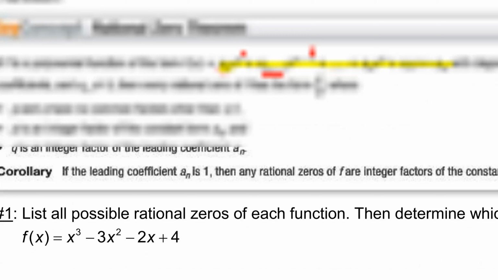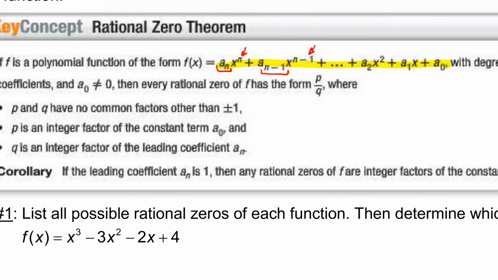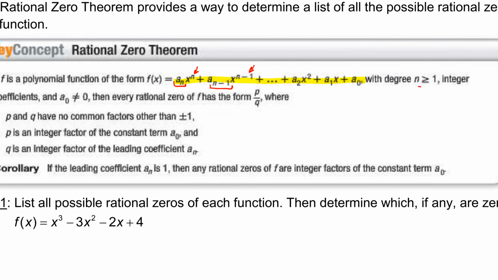Not too bad. So if we have a polynomial function, and keep in mind the degree is greater than 1, so the highest exponent is greater than 1, we have integer coefficients, and a0 is not equal to 0, so we actually have a constant, a number. So maybe plus 5, plus 2 at the end. It's not just x squared plus x, right? We're ending with a constant number. Then every rational zero has the form p over q.